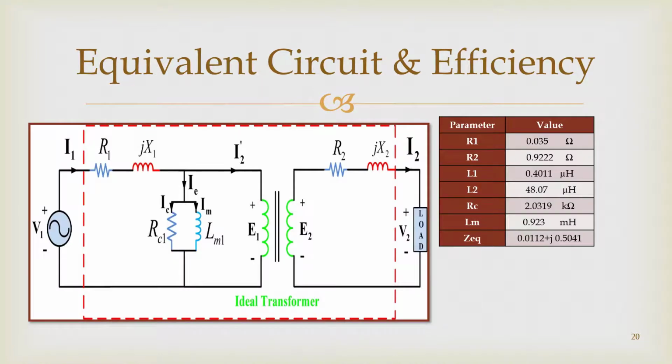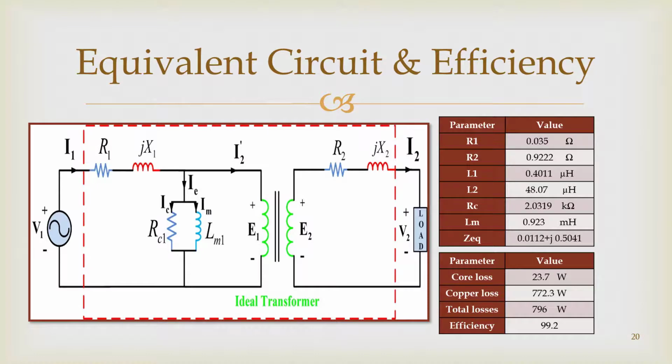In this part, we calculated R1 and R2, which represent the copper loss, and they are 0.03 ohm and 0.9 ohm respectively. L1 and L2, which represent the leakage inductance, are 0.4 microhenry and 48 microhenry approximately. Also, the magnetizing branch, RC about 2 kilo ohm and LM about 0.9 millihenry. After that, we calculated the equivalent impedance referred to the primary side, as you can see here.